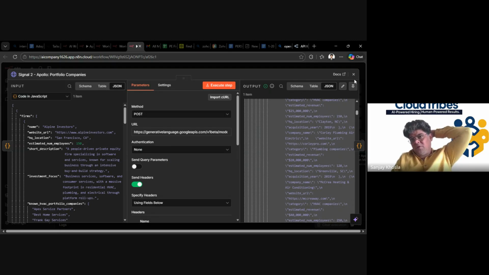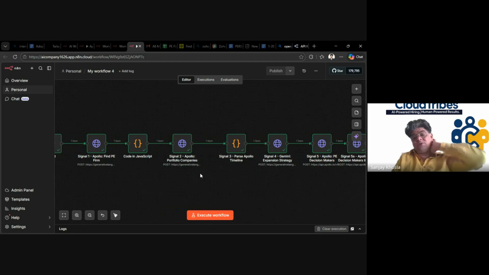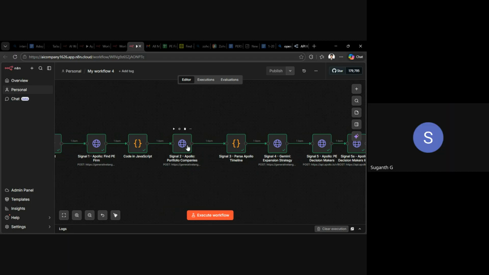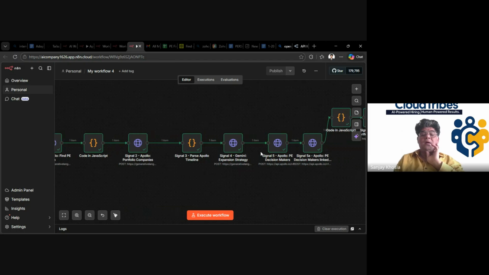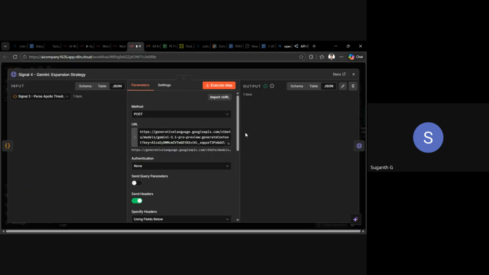Now you got the portfolio companies that private equity has. What is the next step? Yes, so here we got the data in text format, sir. So again, I am converting the text format into JSON, sir. Got it. And here we go to the fourth signal, which is the expansion strategy of those companies.